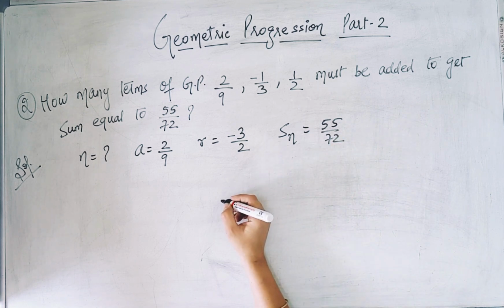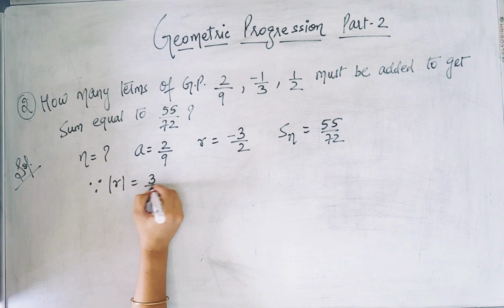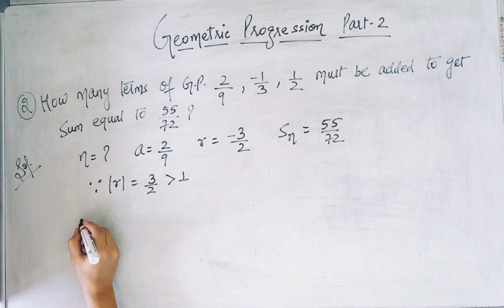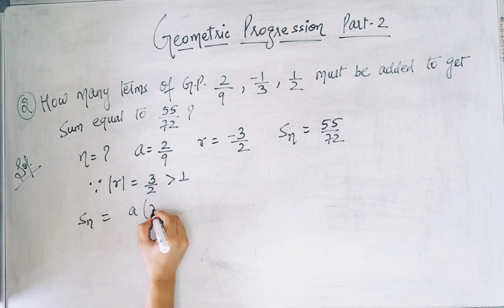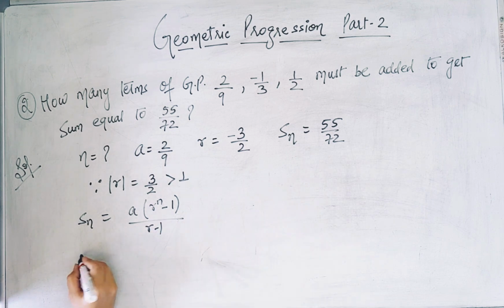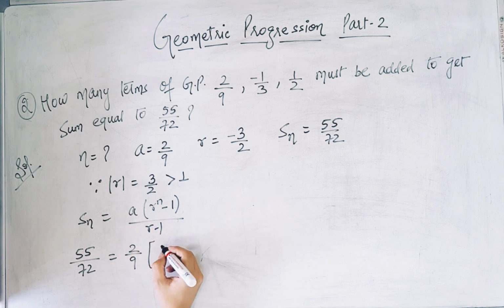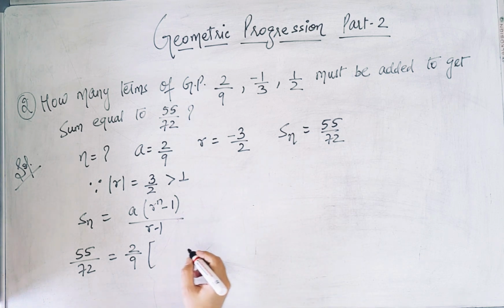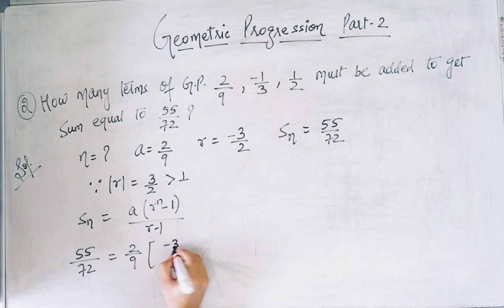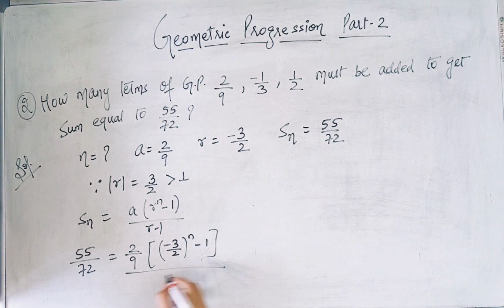We can see over here that mod of r is 3 by 2 and it is greater than 1. So the formula which we will apply over here will be A into r to the power n minus 1 by r minus 1, and Sn is what? 55 by 72. A is 2 by 9, R is minus 3 by 2. We will write it over here: minus 3 by 2 to the power n minus 1 upon minus 3 by 2 minus 1.